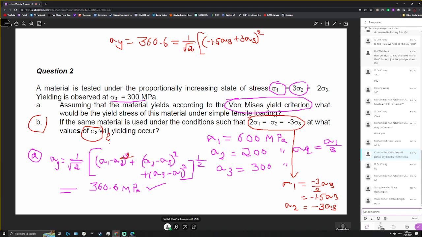Plus then sigma 2. So sigma 2 is negative 3 sigma 3. So negative 3 sigma 3, then minus sigma 3. So I just write it as negative sigma 3 whole square, plus sigma 3 as it is, we write sigma 3 minus sigma 1. So sigma 1 is negative 1.5 sigma 3. So minus minus is positive. So we write plus 1.5 sigma 3 whole square, and the whole to the power of half.